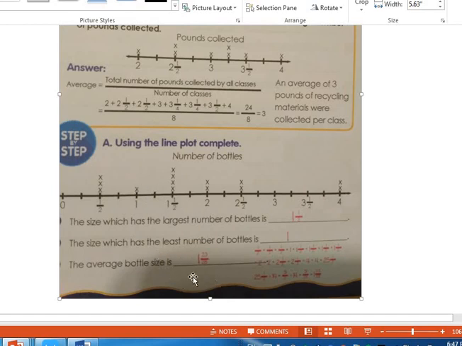The average bottle size is, okay, to do that, use the rule: add all the numbers here, then divide by the total of the X's: 1, 2, 3, 4, 5, 6, 7 and 8, 9, 10, 11, 12, 13, 14.